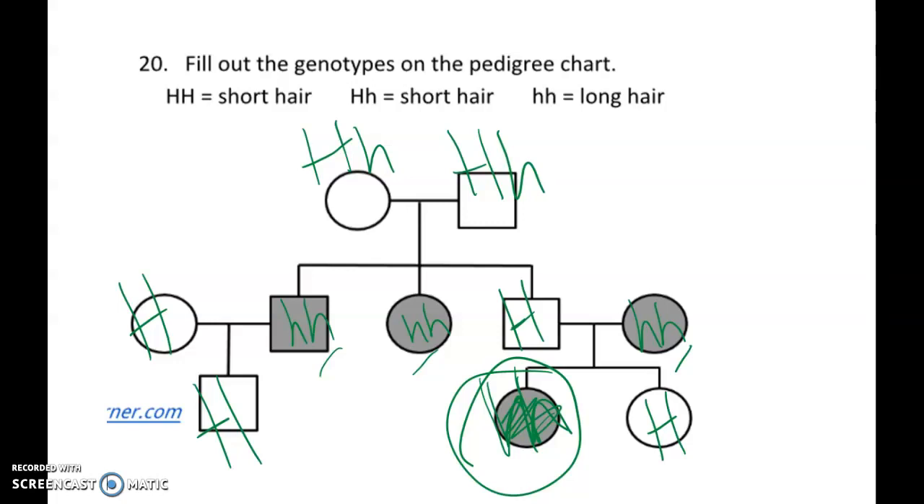For example, for generation number 1, individuals numbers 1 and 2 must both be heterozygous because they have offspring, children here and here, that end up with the recessive trait. They must pass on their recessive trait from the top down to the next generation.